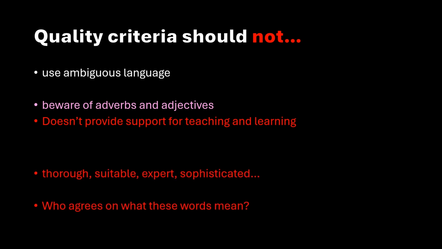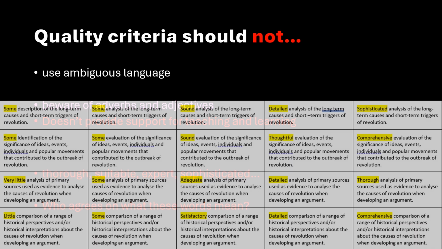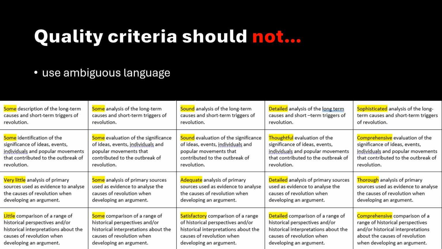So all these words, this is so common in a lot of the published curriculum documents that we see. What do any of these words mean? The point of a developmental rubric is to demystify what it looks like to get better at something. And if we're just replacing the mystery with other mysterious words like suitable and sophisticated, we're not really doing much. So here's an example here from the curriculum document.